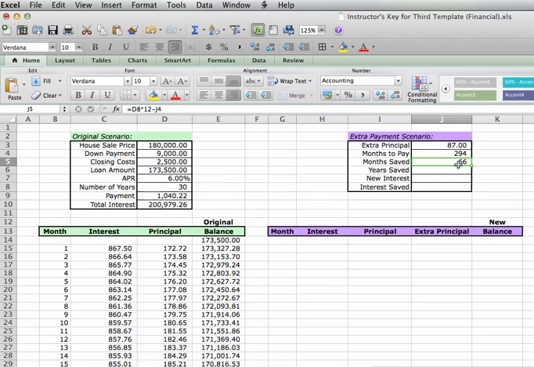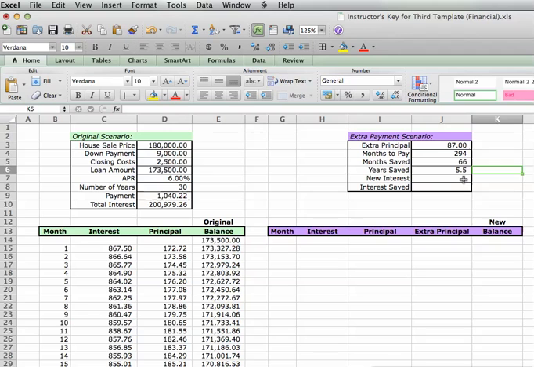That's pretty impressive, 66. But you can't relate to it often unless you maybe put it in terms of years. So years saved is pretty easy to do. You're going to click on the 66 and you're going to divide, of course, by 12 since there are 12 months to the year. So in a nutshell, just by simply paying $87 per month, you have paid your debt off 5.5 years sooner.